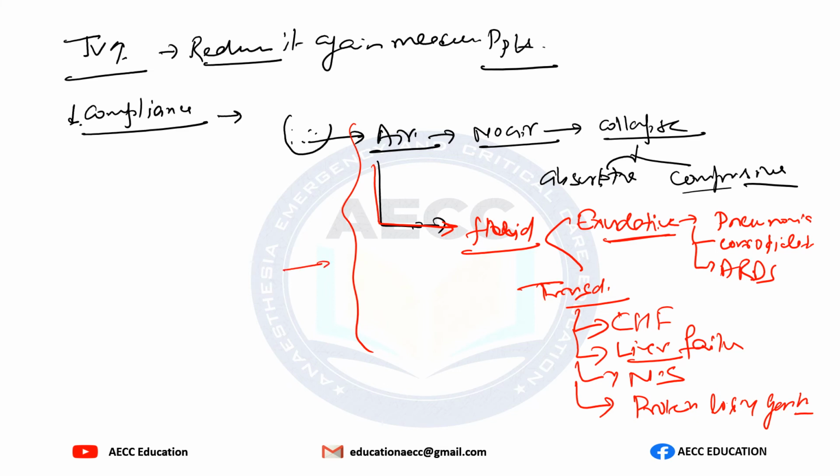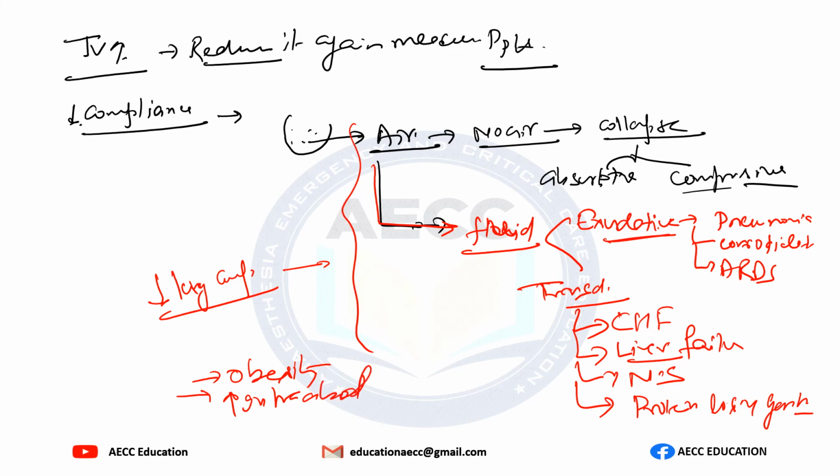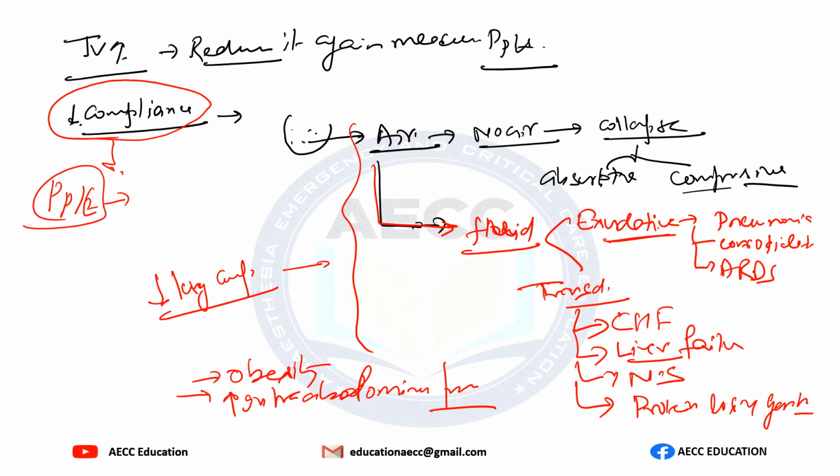lead to decreased lung compliance. Other causes also are obesity and increased intra-abdominal pressure. So all these causes lead to decreased compliance of the lung, and hence this P plat mainly tells about the decreased compliance of lung as well as chest.